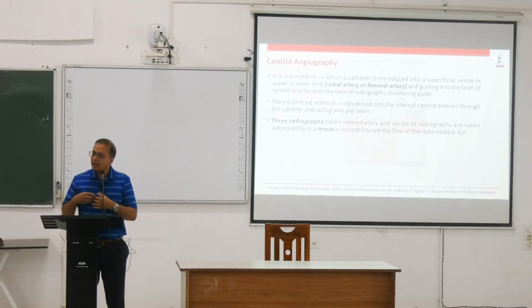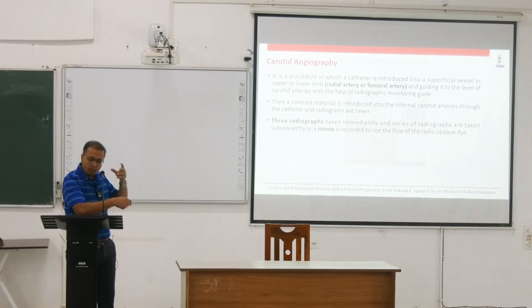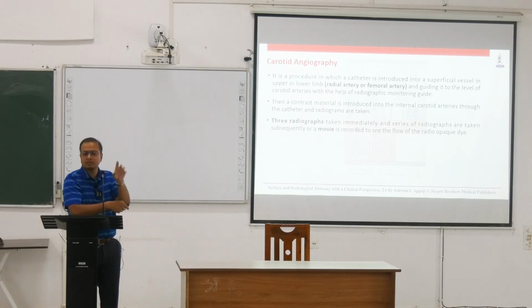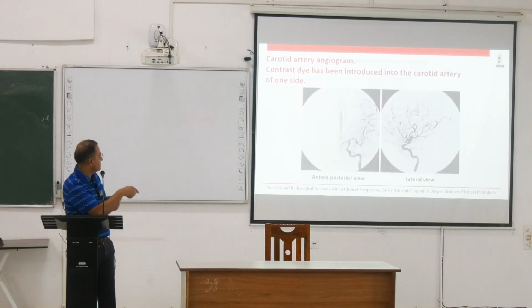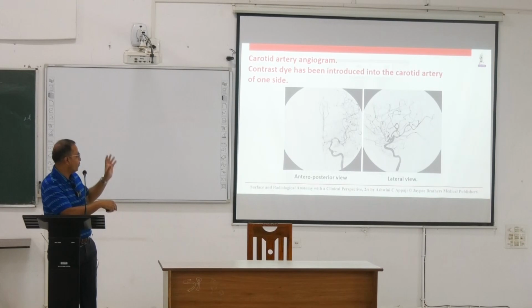Once the dye is released, we take the picture, whether a still picture or maybe a video. So for example, if you are going to see the carotid artery, we take the catheter to the common carotid artery up to the bifurcation point, release the dye, and then take the pictures afterwards. So in this carotid angiogram, you see this is the anterior posterior view of one side.